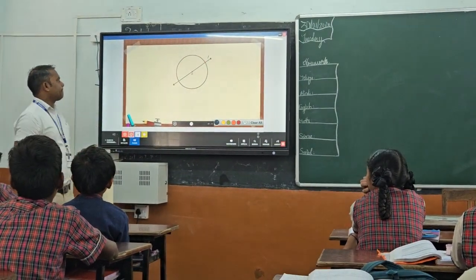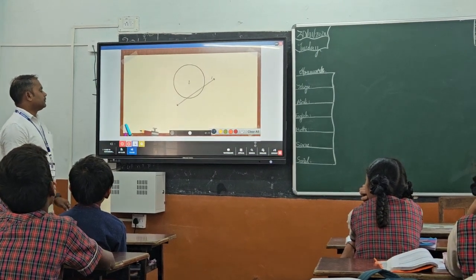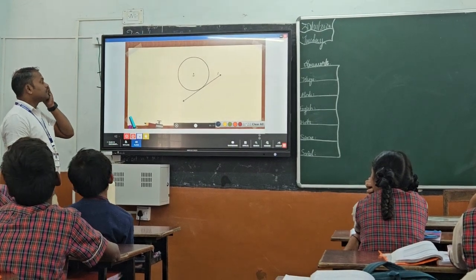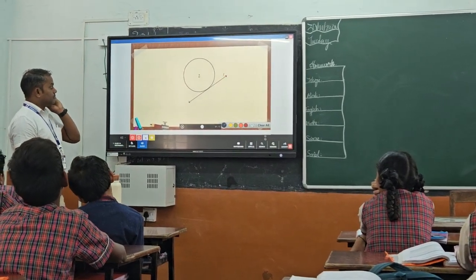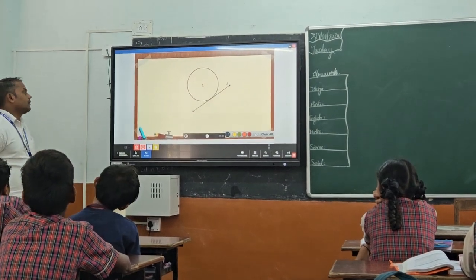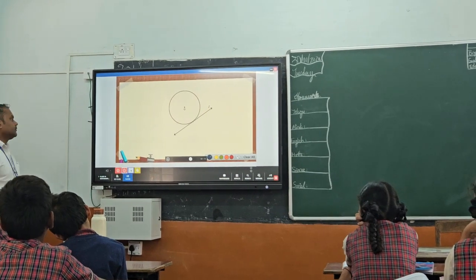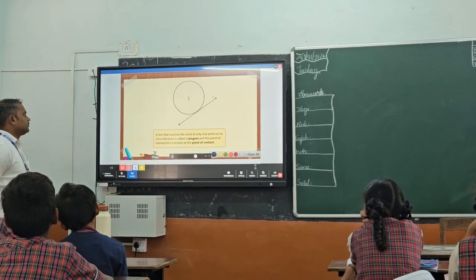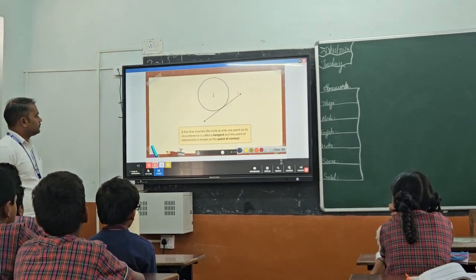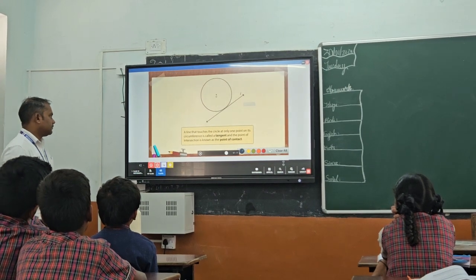Now, watch carefully as the line moves away from the center towards the circumference of the circle. You will see that line l no longer intersects the circle at 2 points. It touches the circle at only 1 point on its circumference. A line that touches the circle at only one point on its circumference is called a tangent, and the point of intersection is known as the point of contact.